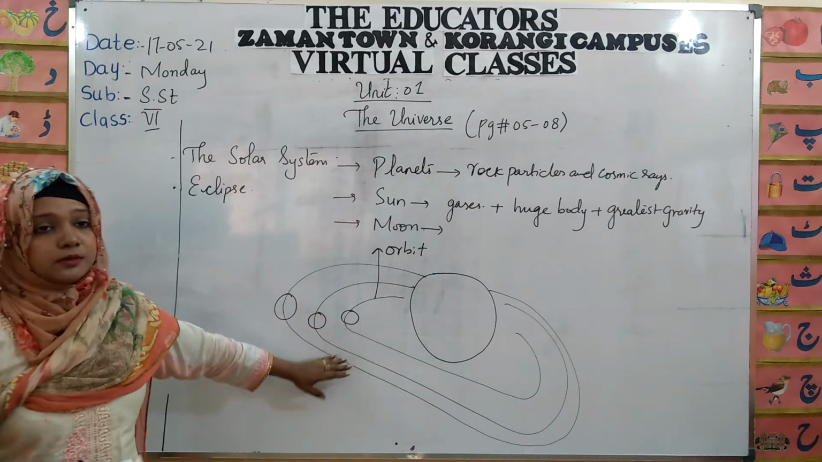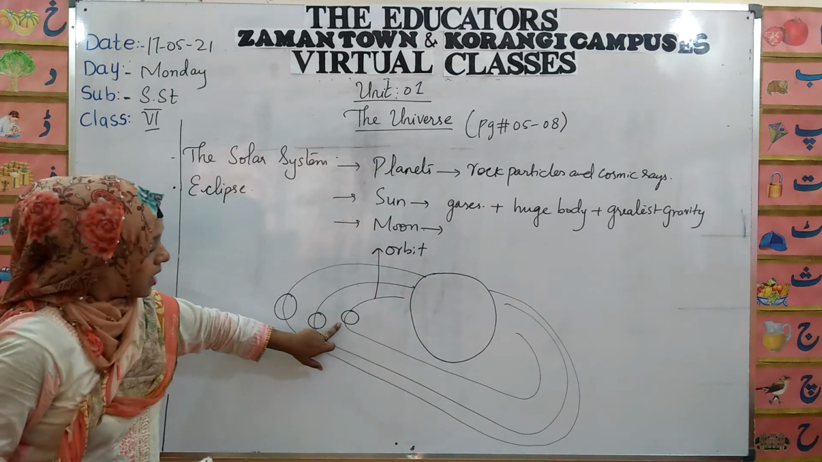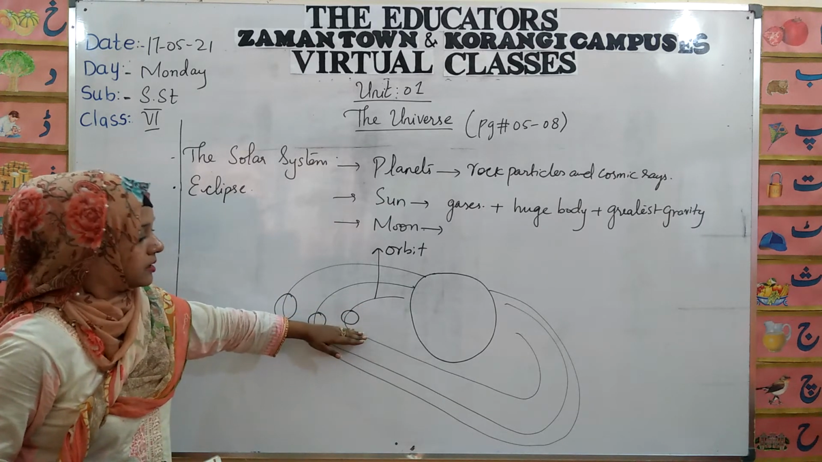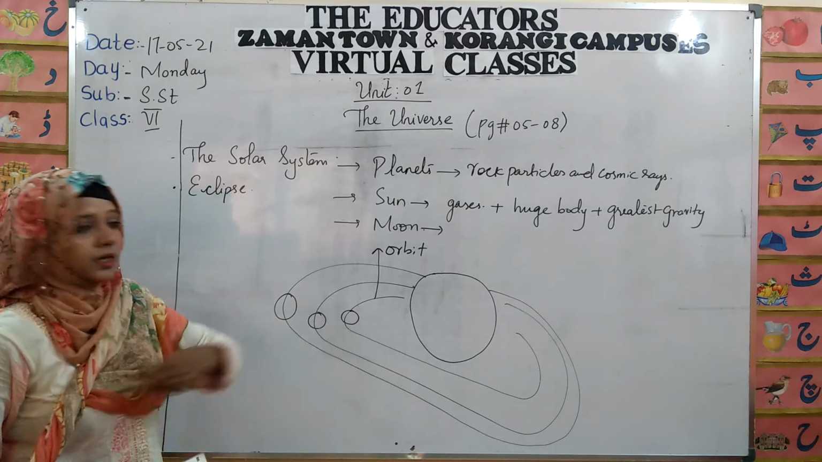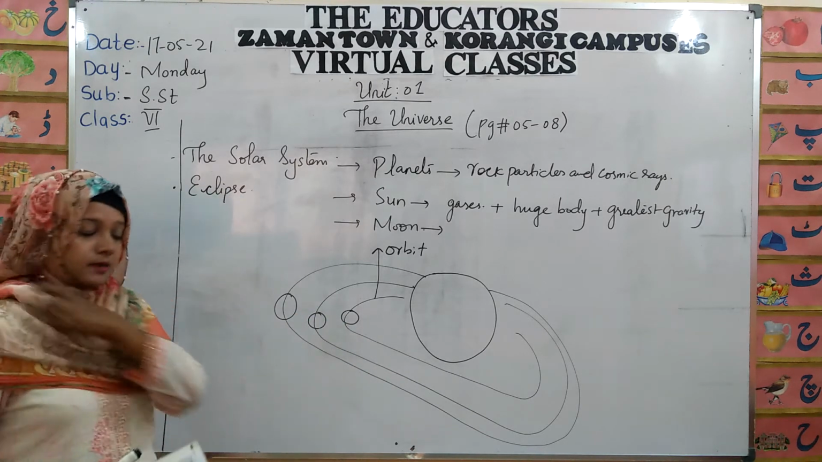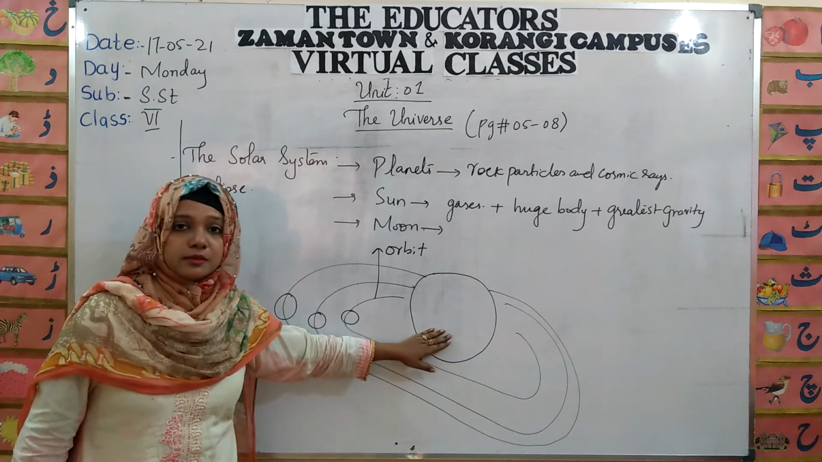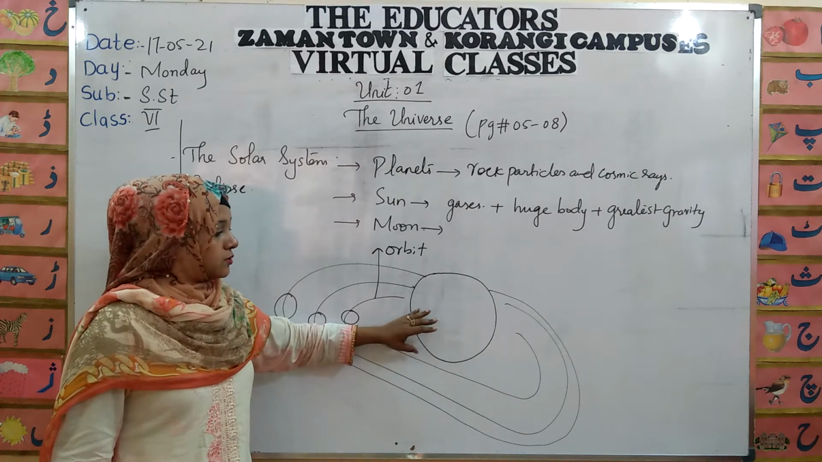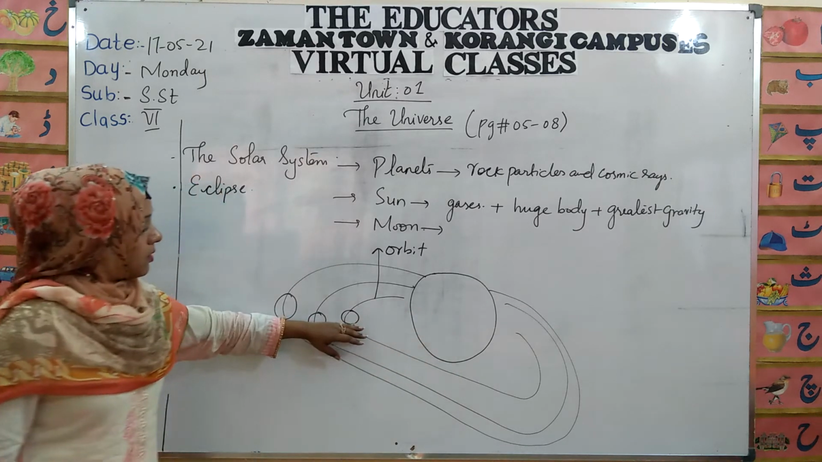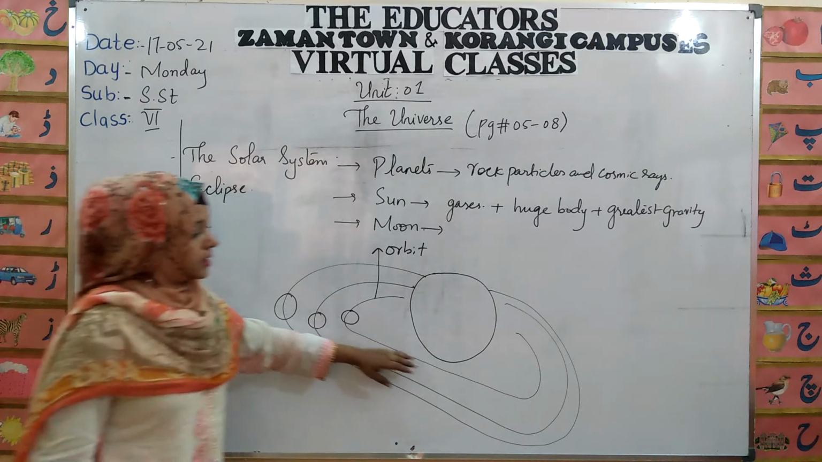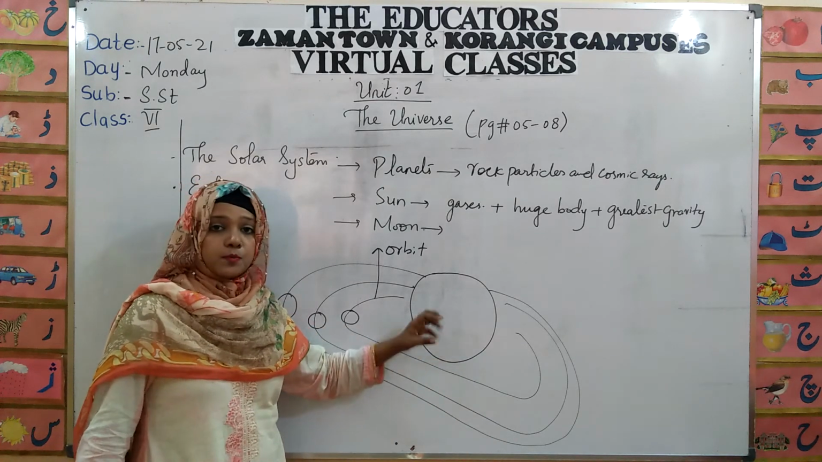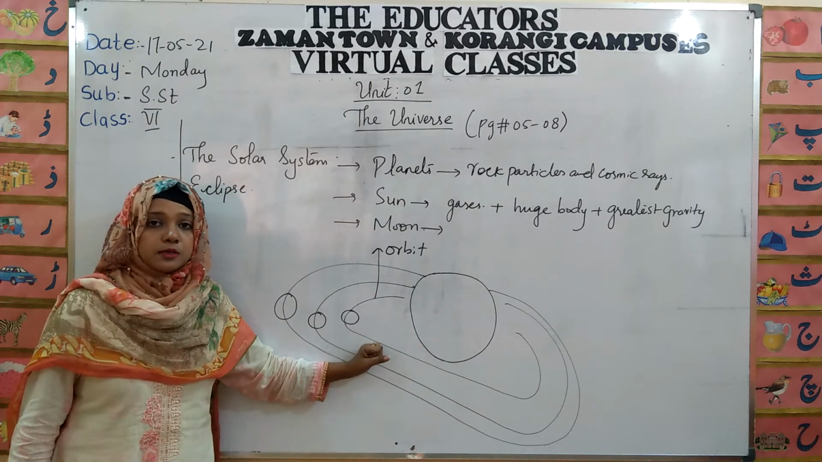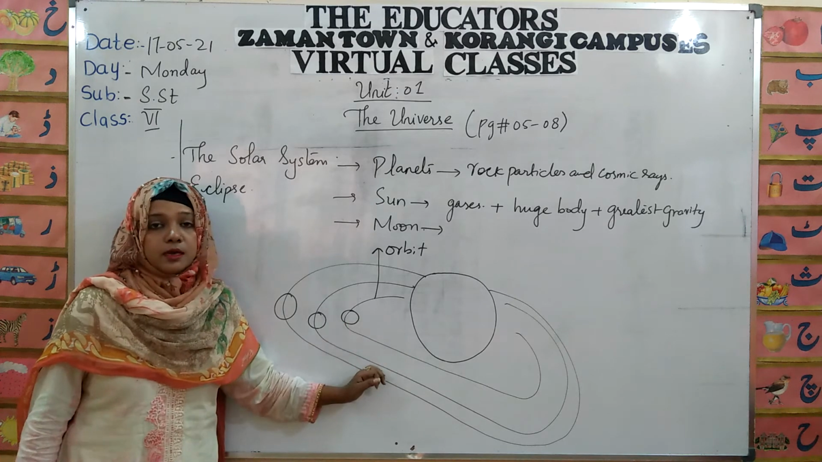Now here some questions arise: how are these planets present only in their respective orbits? Why aren't they moving here and there? The answer is just because of the greatest gravity of the Sun. The gravitational force of the Sun keeps all the planets moving in their respective orbits. They could not jump here and there into other orbits.